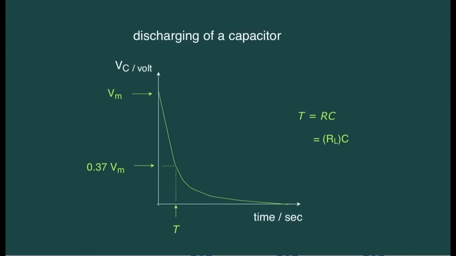This is the graph showing discharging process of a capacitor. Voltage across the capacitor should reach down to 0.37 Vm starting from Vm in one time constant. This time constant is again a product of R and C, where R is the resistance through which the discharging current is flowing. In our circuit, the discharging current flows through the load resistance of the circuit, and so the discharging time constant is RL into C.